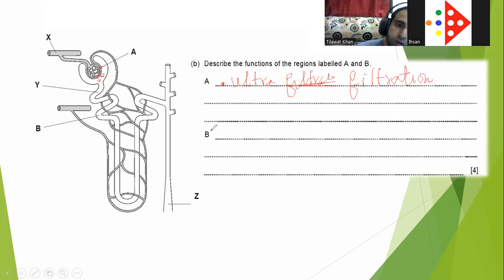What is region B, please? It's the proximal convoluted tubule. The Bowman's capsule is more to the bottom. This is the Bowman capsule, right? Then this twisted and retwisted region is called the proximal convoluted tubule.